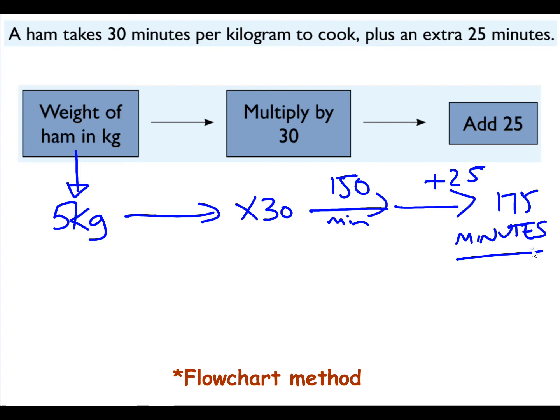Can you see what we did there? So this is a formula. I can't do anything with it until somebody gives me something to put in at this end, which in this case I gave you 5. So 5 times 30 gave me 150. Then don't forget to add the 25. Tells me I need to cook my ham for 175 minutes.